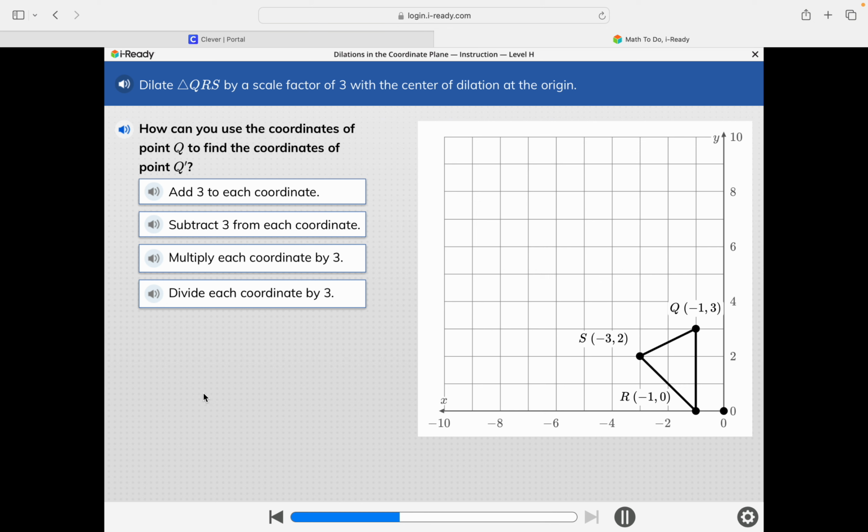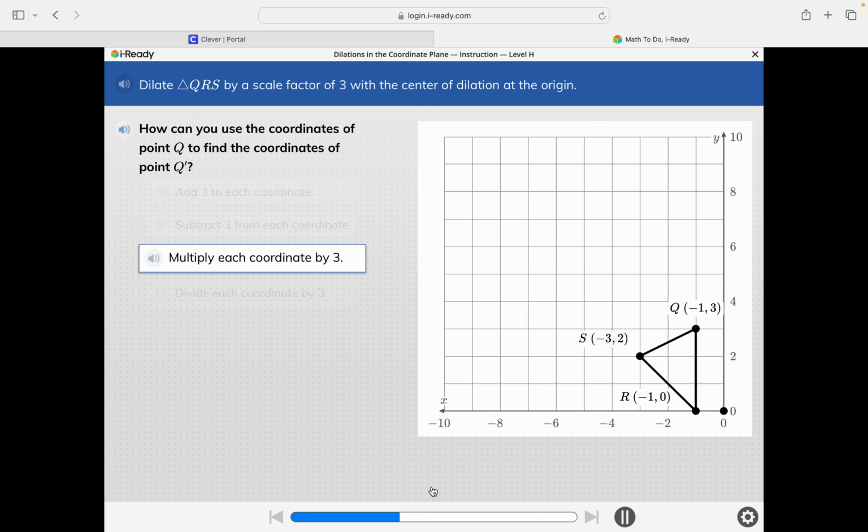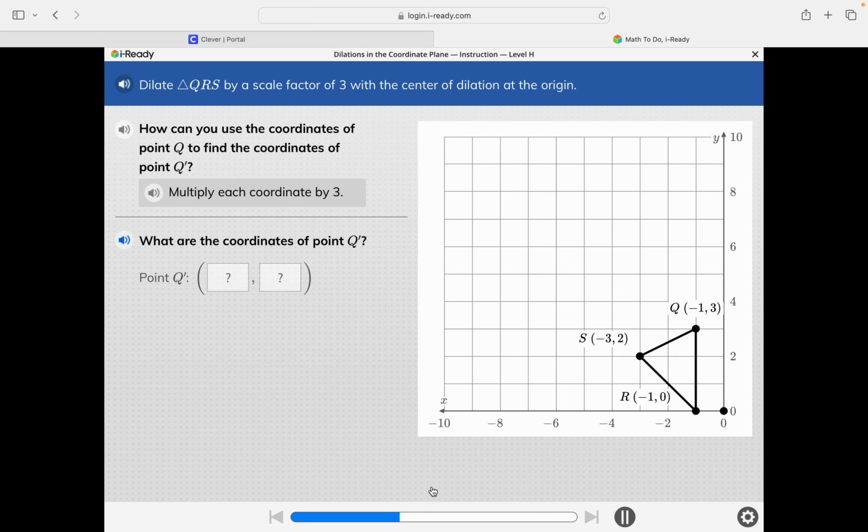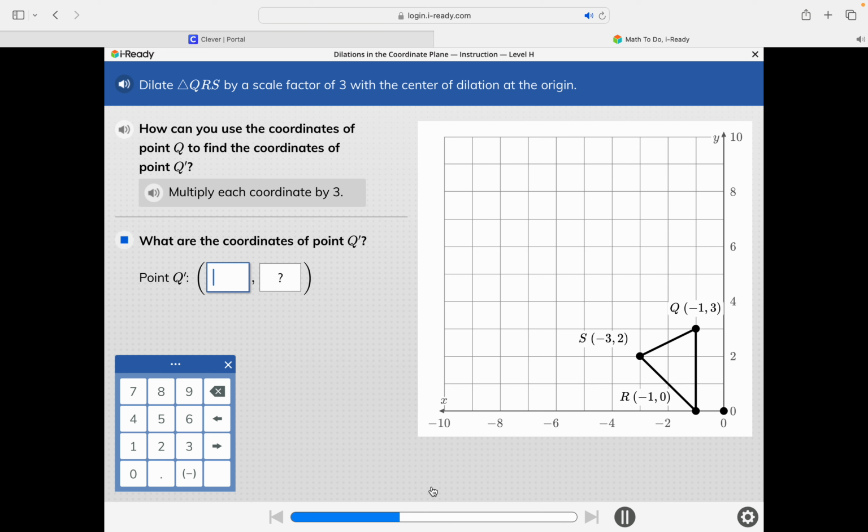How can you use the coordinates of point Q to find the coordinates of point Q prime? Add 3 to each coordinate? No, you have to multiply. Subtract 3 from each coordinate? Multiply each coordinate by 3. Divide each coordinate by 3? Yes, that one. What are the coordinates of point Q prime? Q prime will be -3 and 9.